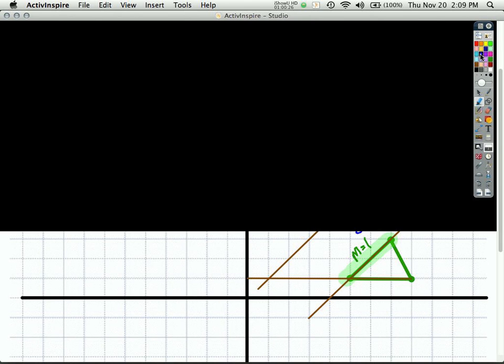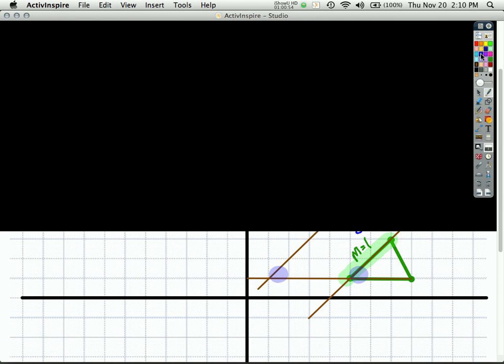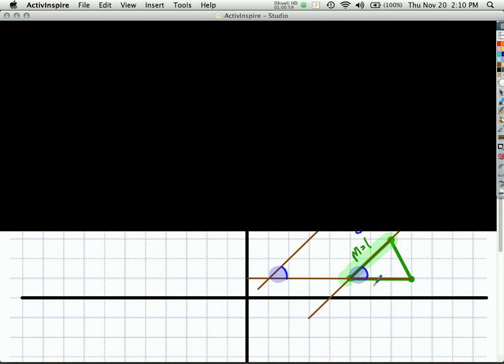What could you tell me about this and this? This is parallel to that. I didn't mark it, but we know it to be true. What can you tell me about that angle and that angle? Alexander? They're corresponding, and because they're corresponding, they are congruent. Very good. So we know that this is congruent to this, right? We proved it using the idea of parallel lines.